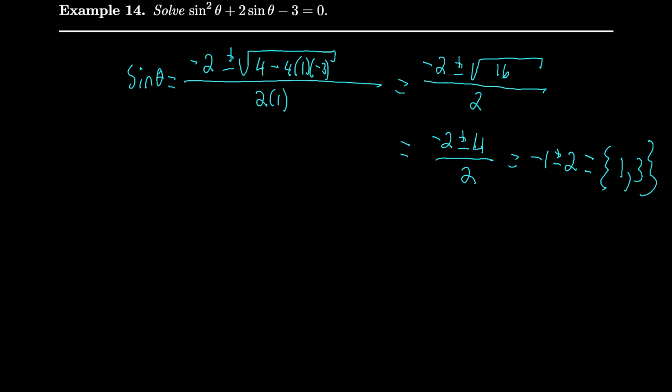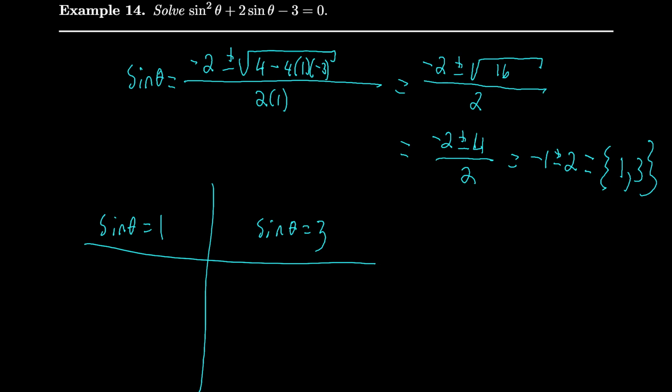So the question is, where is sine of theta 1? Where is sine of theta negative 3? Those are the two questions that you're asking. It's pretty easy. Where is sine of theta equal to 1, and where is sine of theta equal to negative 3? Well, sine of theta is equal to 1. Look, there is no domain restriction. Sine of theta is equal to 1 at only one place, pi over 2. So theta equals pi over 2. But there's no domain restrictions, so it's plus 2k pi, such that k is an integer.